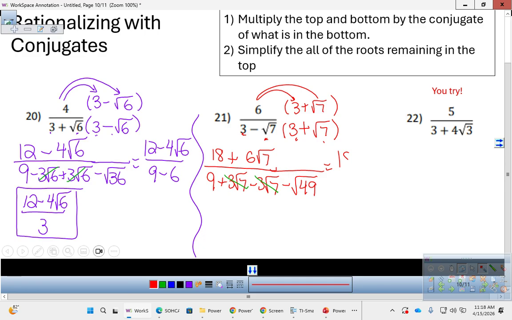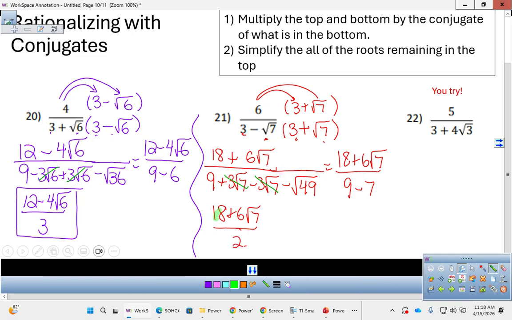So the top is 18 plus 6 root 7. The bottom becomes 9 minus 7. The square root of 49 is a perfect square. So I've got, now this one can reduce because 18, 6, and 2 all share a common factor. What can I divide them all by? 2. So I'm just going to divide each of them by 2.